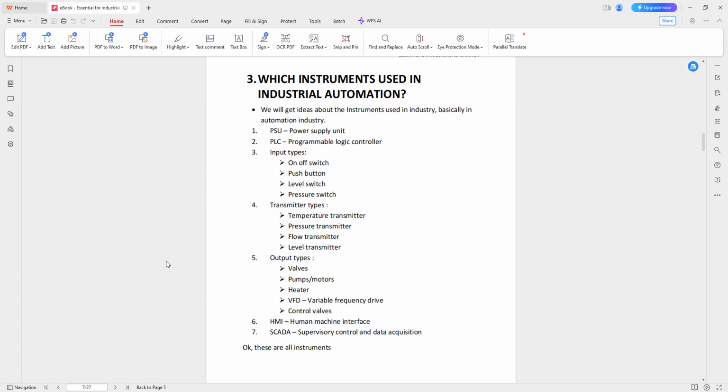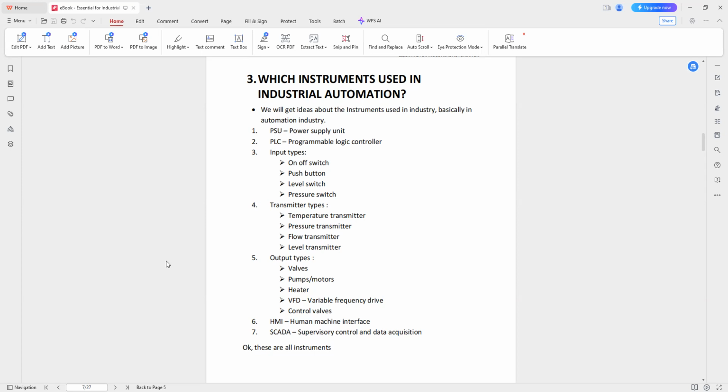So now let me go through one by one. For example, if you are trying to move into the industrial automation field, first of all you need to understand some kind of inputs, outputs, power supply units, and some kind of visualization components. First, the PLC is an electrical component, right? So to power on a PLC, a power supply unit is required. So the first one I mentioned is the PSU. PSU is a power supply unit.